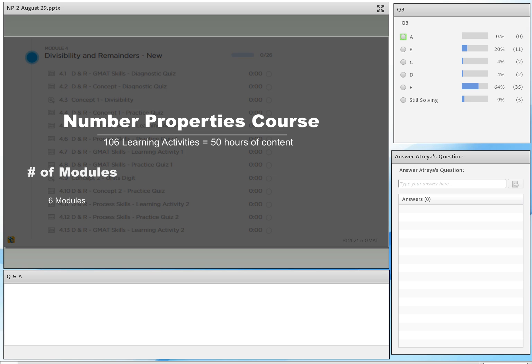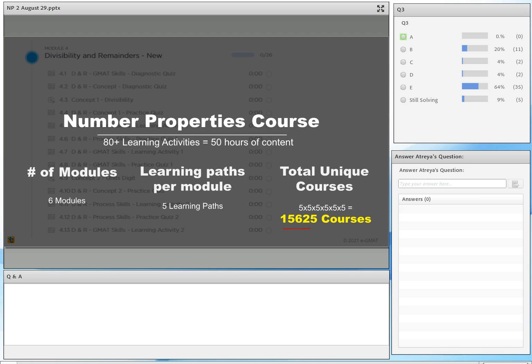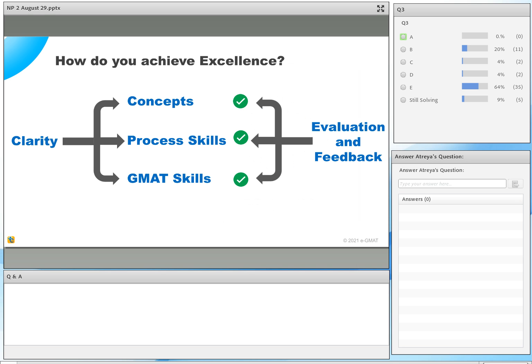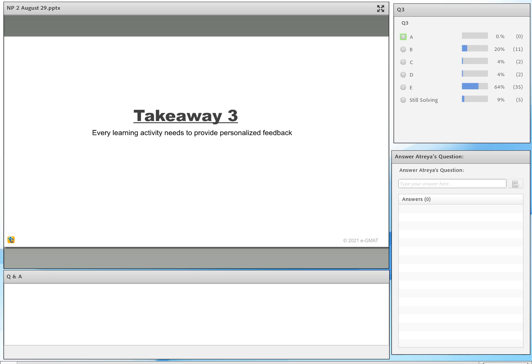Since I told you there are 106 activities over here, they are divided into 6 modules. Each of those 6 modules has 5 learning parts. So there are a total of 15,625 ways in which your course can be curated. By that I mean the platform would tell you what to read and how to read in 15,625 ways, depending upon your starting score, right? And how do you know that you have reached the excellence point? You get evaluation feedback at each and every one of these points to ensure that you are in constant touch and you have a proper idea of where you are moving.